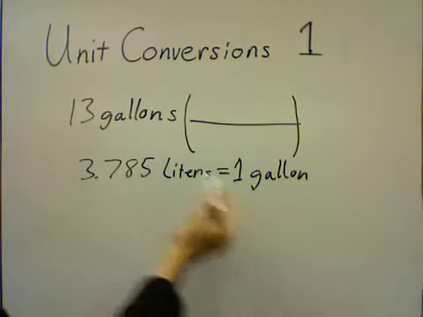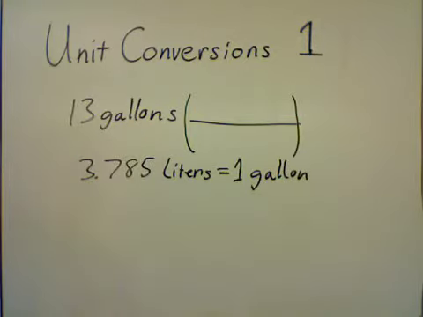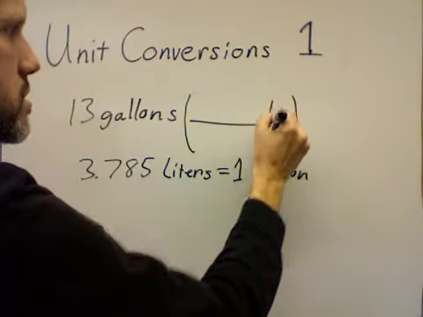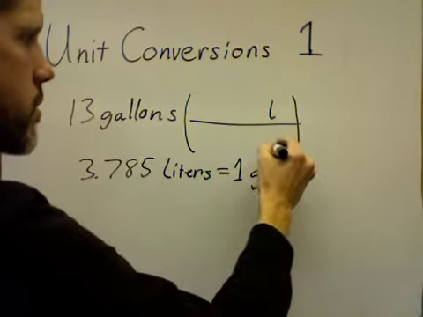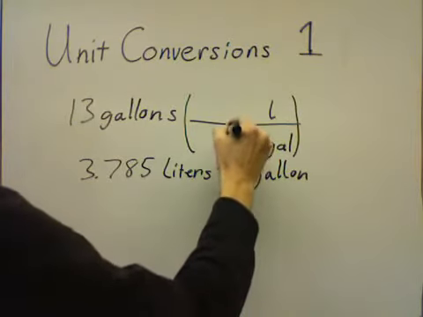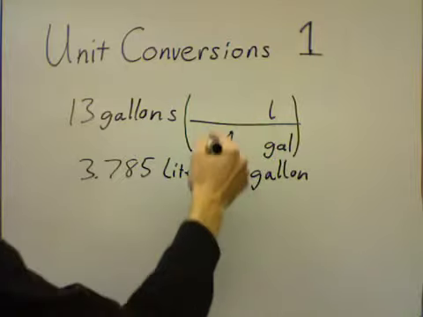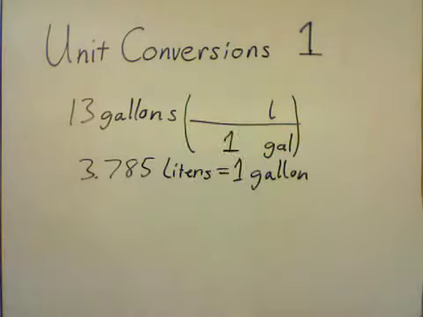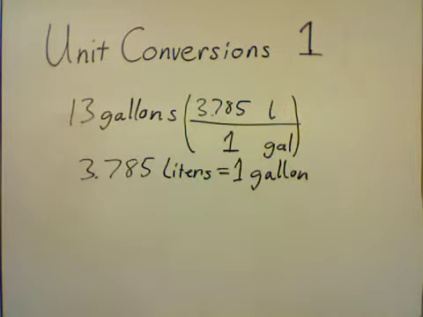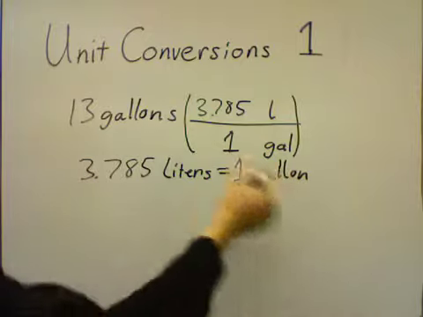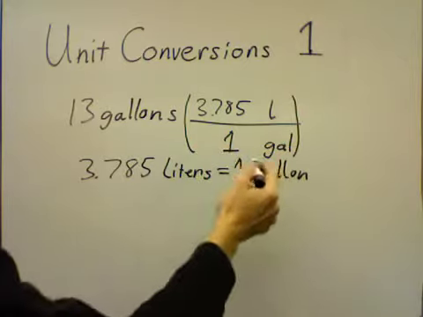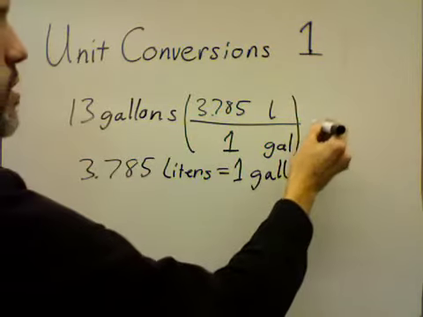Let's see. I've got gallons on the top, and I'm trying to get rid of that gallons. I'm trying to get liters instead of gallons. So I'm going to put liters, it's just the letter L, and then I'm going to put gallons, I'll abbreviate that, gal. On the bottom is going to be 1 gallon, that's a volume, and the equal volume in liters would be 3.785 liters. So a gallon jug of milk contains exactly 3.785 liters of milk. So this volume is the same as this volume here.